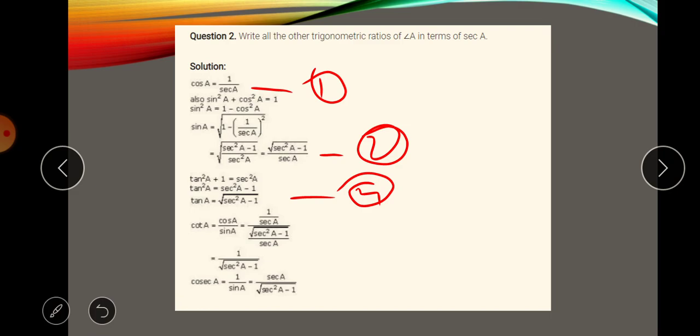Now we are going to convert cot A. What is cot A? Cos by sin. Cos is 1 by secant. Already we know from equation 2 that sin A is root over secant square A minus 1 by secant A. Then secant cancels, and we get 1 by root over secant square A minus 1. And now cosecant. Who is the reciprocal of cosecant? Sine. Already you know the sine, which is root over secant square A minus 1 by secant A. Then you got this, the fourth one, and this is also the fifth one.